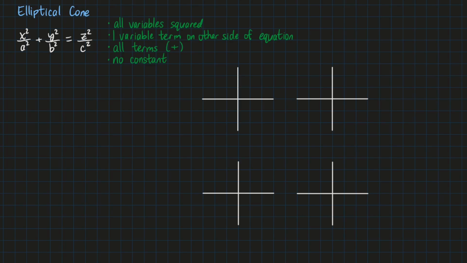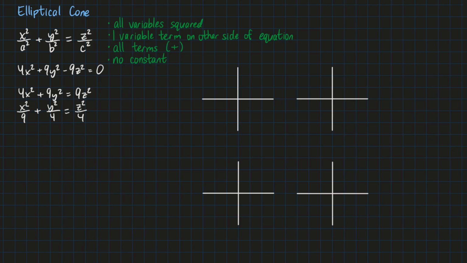The next quadric surface is an elliptical cone. For its equation, all the variables are squared again. There is one variable term on the other side of the equation, and all terms are positive, and there's no constant. So let's say we want to plot the following equation: 4x squared plus 9y squared minus 9z squared equals 0. To get it in the form of the equation above, we can move the 9z squared term to the other side, and then divide everything by 36, since 4 and 9 are both factors of it.